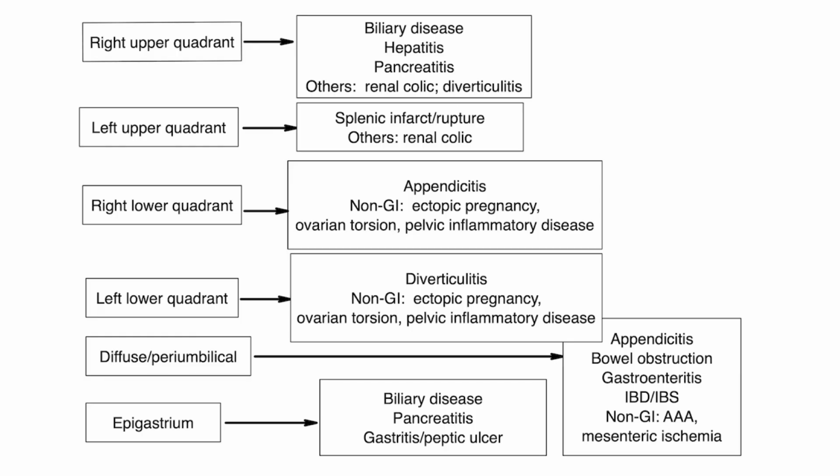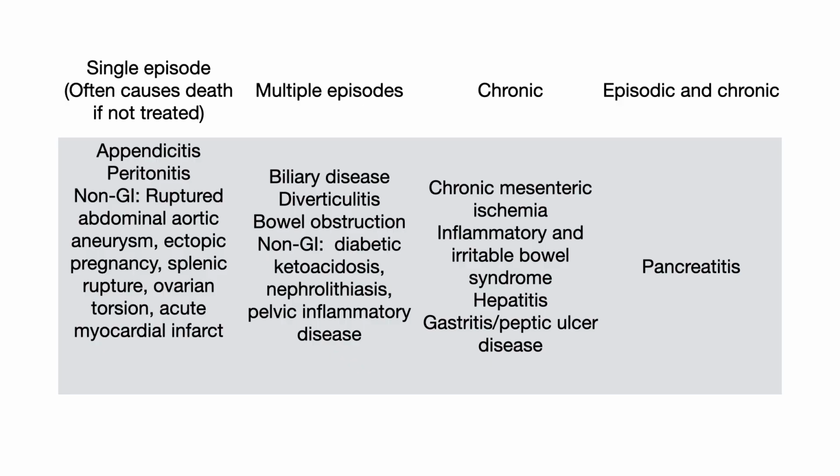So with these, think about where the pain's coming from. Use your basic anatomy. Look at what the underlying organs are, and then you can start thinking about disease processes. The other thing I really liked when Dr. Stern talked about this is he talked about breaking things up. Is there a single episode? Have they had multiple episodes? Do they have chronic symptoms over time? Or is it episodic and chronic? I think this really helps.